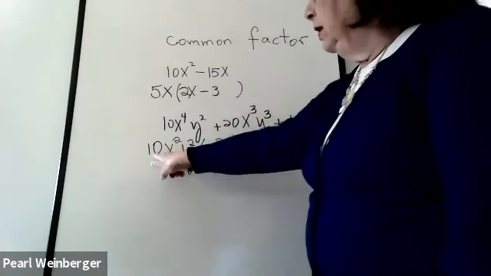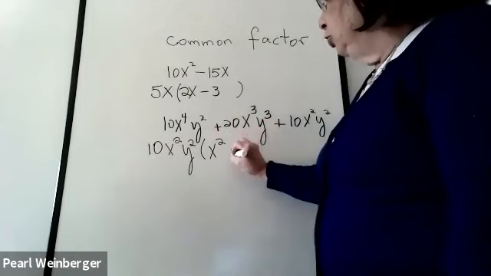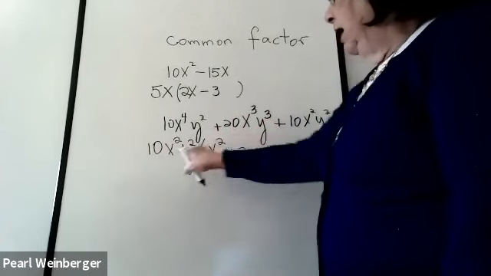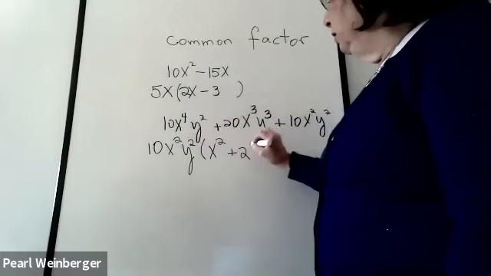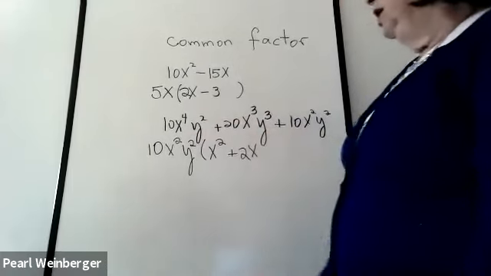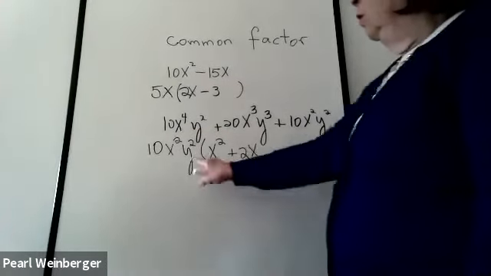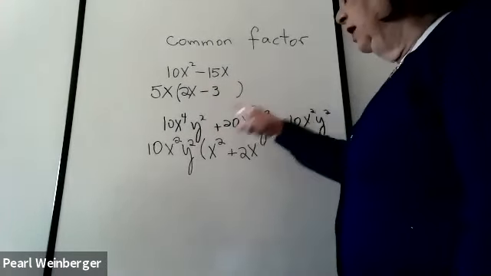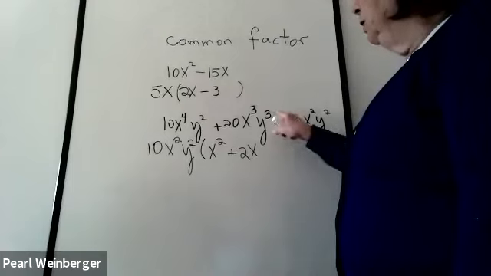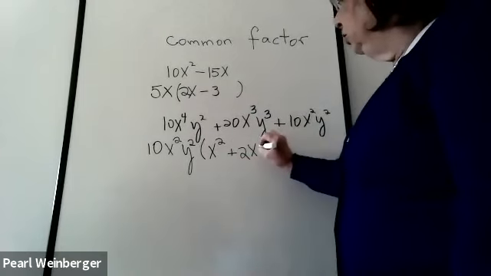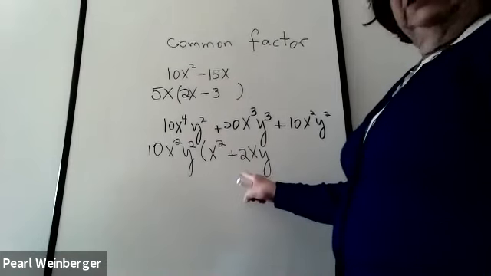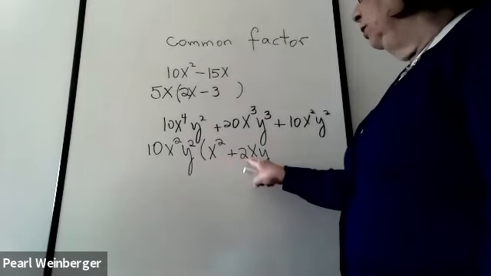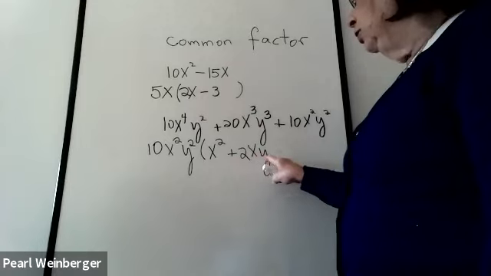Okay, then I go 10 into 20. That gives me 2. x squared into x cubed. The 3 minus 2 is 1, so that just gives me x to the 1, which I write as plain x. y squared into y cubed, again, I subtract their exponents. 3 minus 2 is 1, so it's just y to the 1, which is just a plain y. So my second term in this polynomial is 2xy.